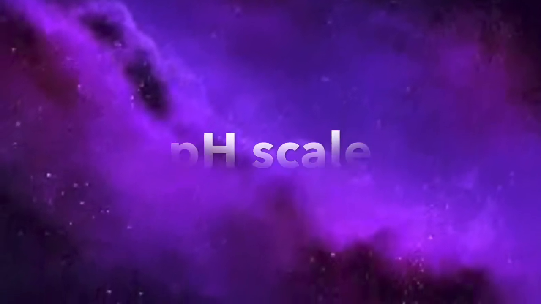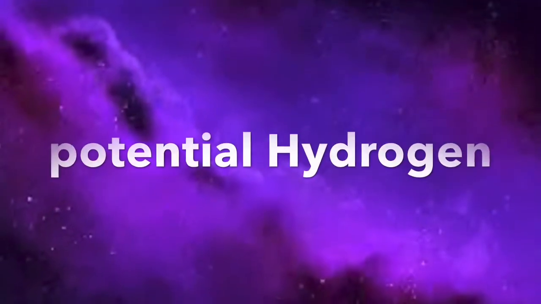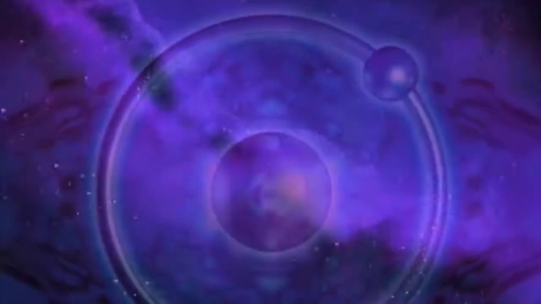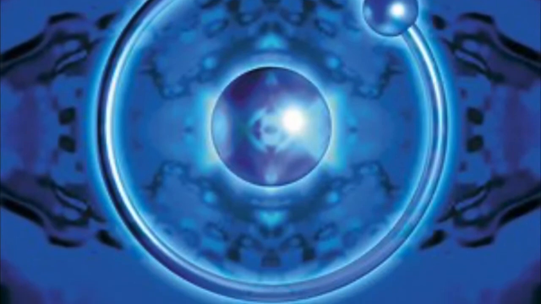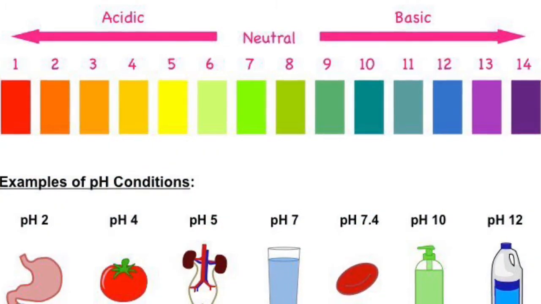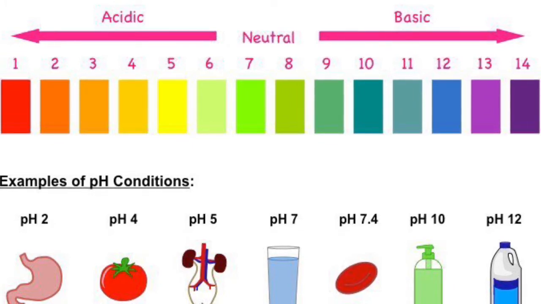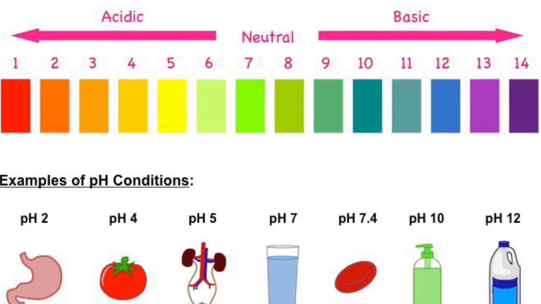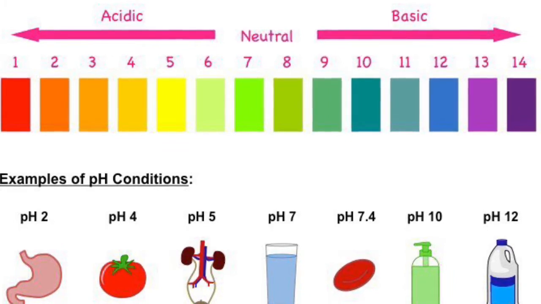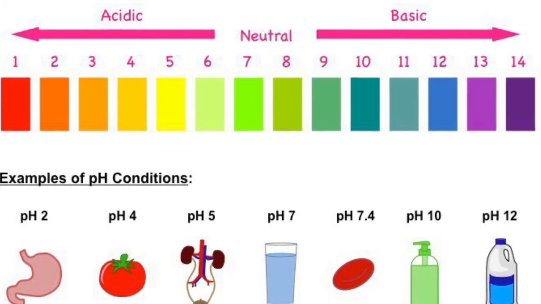The letters P and H stand for potential hydrogen, and this scale is used to rank acids and bases depending on the amount of hydrogen in a substance. Let's take a look at the pH scale. In the center, with a pH of 7 or 8, you'll find water, which is neutral. And as you go further up, 9, 10, 11, 12, 13, 14, those are bases.